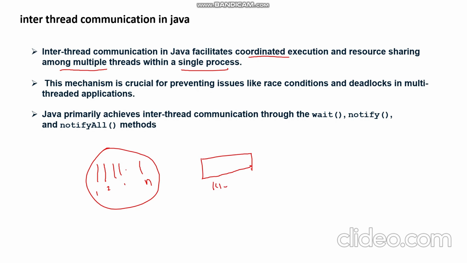At that time, we have to put the communication between these threads. That concept is called inter-thread communication. While during the execution also, they are putting a coordination, and for the coordination also, we need the inter-thread communication. This mechanism is crucial for preventing issues like race conditions and deadlocks in the multi-thread application. Means to avoid the race condition and to avoid the deadlocks, so there is no chance of getting deadlocks.